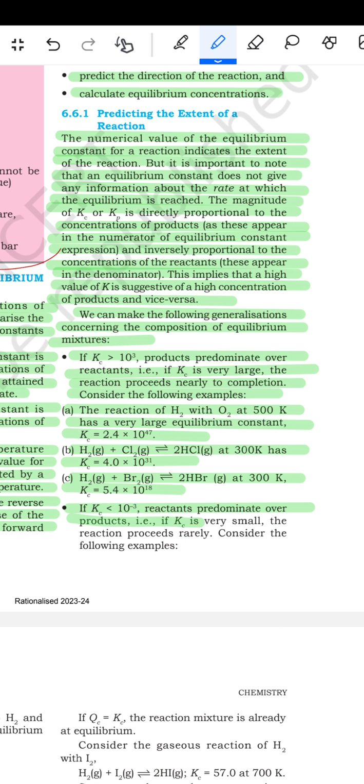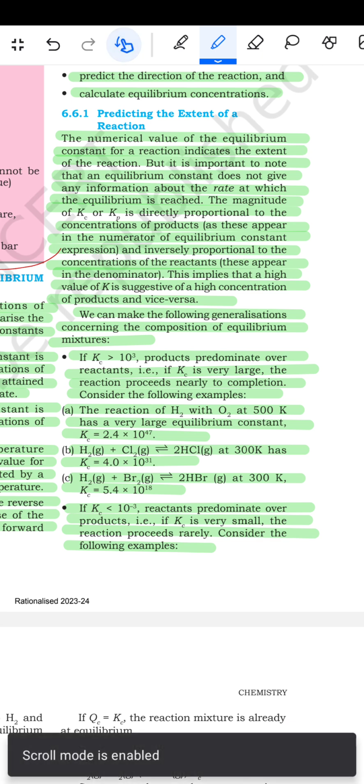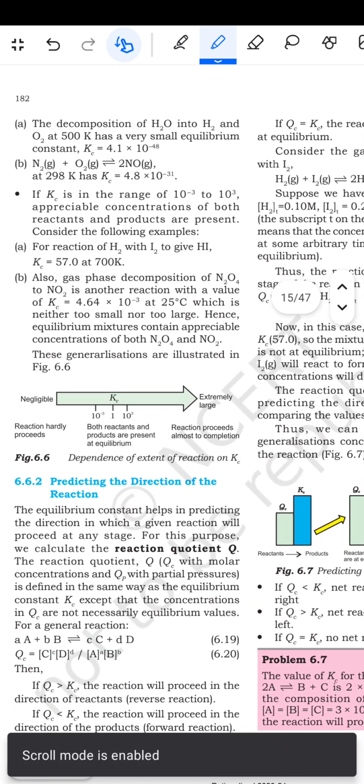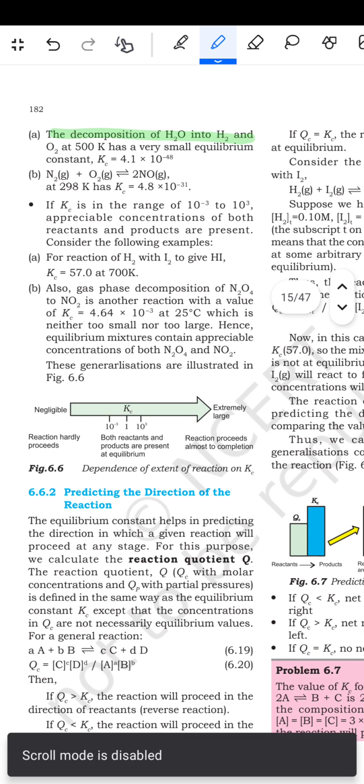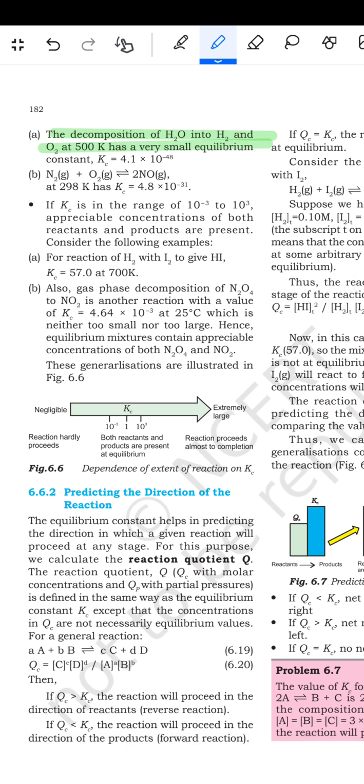If Kc less than 10 का पावर -3 तो reactant predominates over the products. That means if Kc is very small, the reaction proceeds rarely. Consider the following examples. तो the decomposition of the H2O into the H2 and the O2 at 500 Kelvin has a very small equilibrium constant Kc 4.1 गुना 10 का पावर -48 और N2 plus O2 to 2NO at 298 Kelvin has Kc 4.8 गुना 10 के पावर माइनस 31.